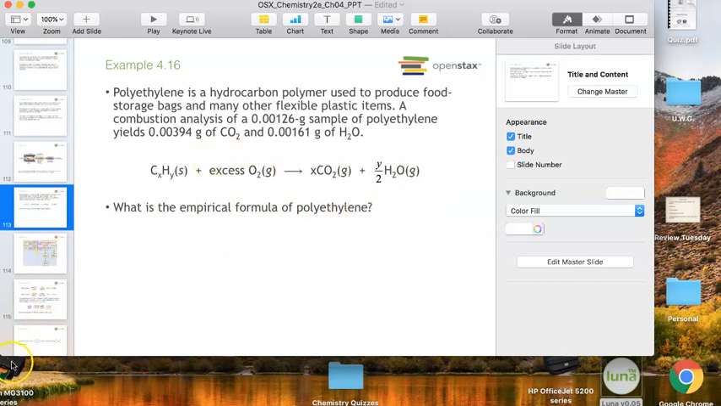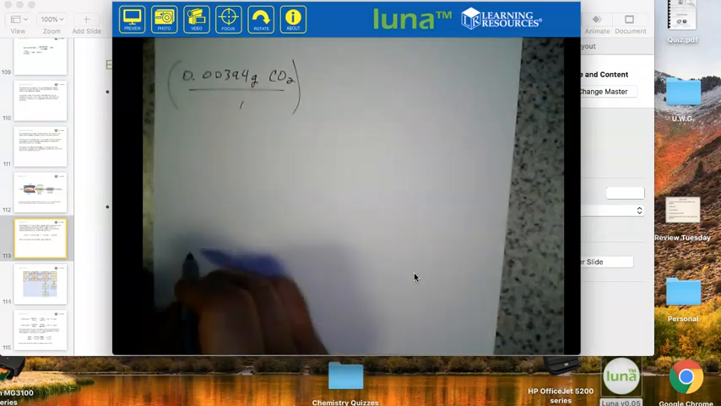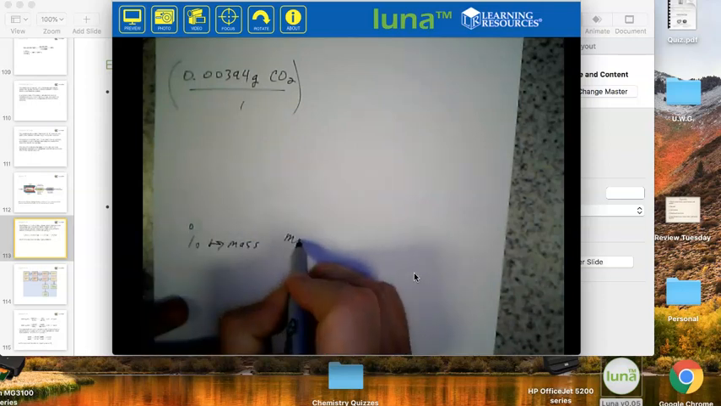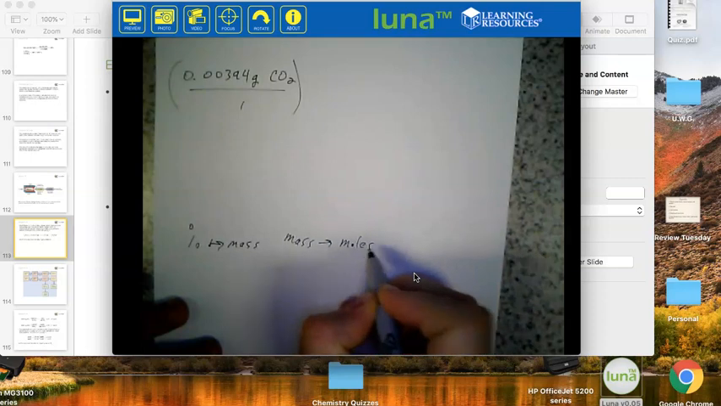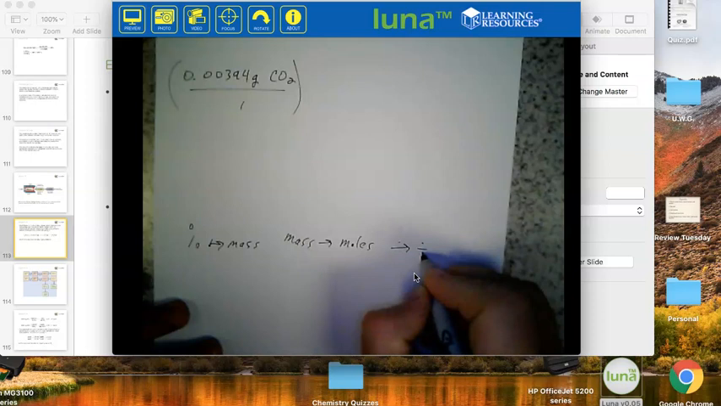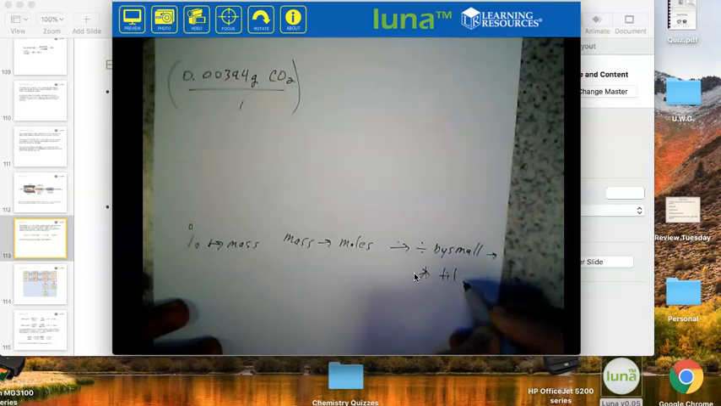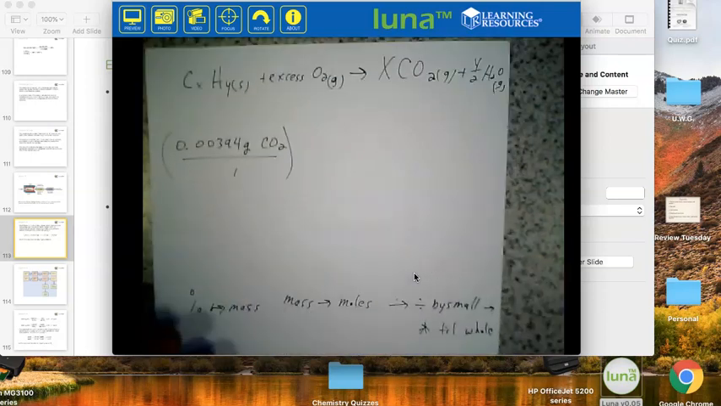So, alright, let's think back to when we determined empirical formulas. Remember, we did percent to mass, and then mass to moles, and then divide by small, and then multiply till whole. Alright, so here we are not given percentages, here we're given masses of different things.